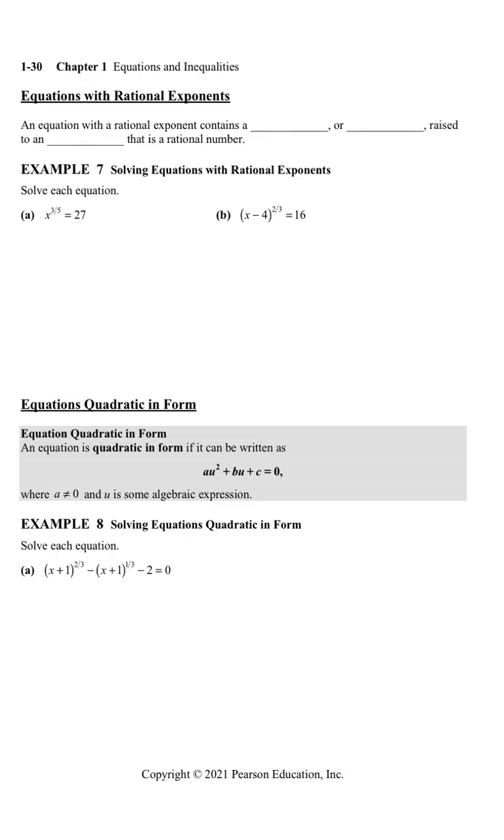I am missing something here. An equation with a rational exponent contains a blank or blank raised. Okay, I'm missing my slide that has my blanks. We'll come back to the blanks.